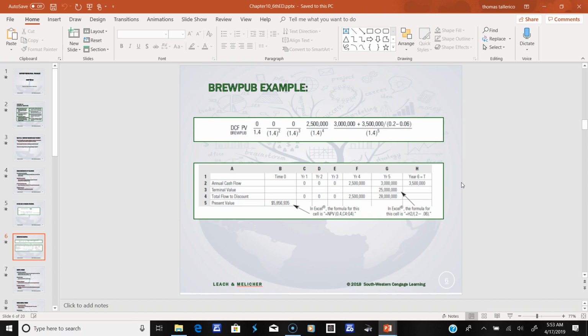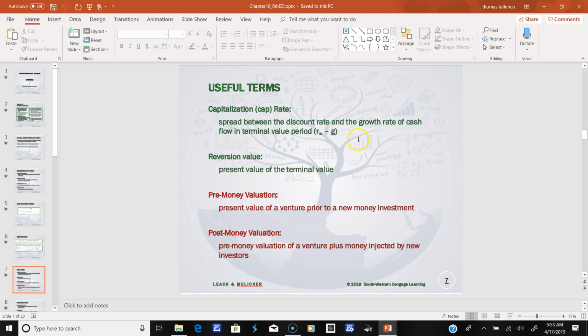So the question is, what's the value of my company if I wanted to sell it? There's a couple of terms here, pre-money valuation and post-money valuation. Pre-money is the present value of a company before any new money comes in. Real simple, right? Before getting any new money. And post-money valuation is this pre-money plus any new injection of cash that you get.